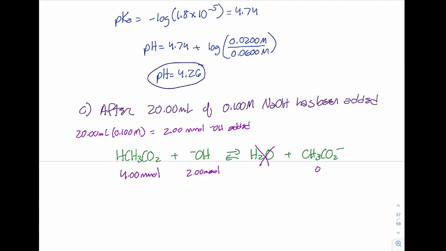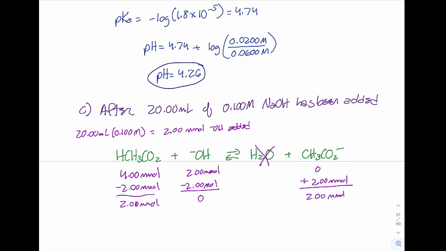I'm not starting out with any acetate. And then limiting reactant, right? Where I was going to take the smaller of my two reactants and subtract that from both of them, and then add that to the product side. So subtract from the reactants, add to the products. I have 2 millimoles of acetic acid at this point. All of my strong base has been neutralized, and I also have 2 millimoles of my acetic acid.